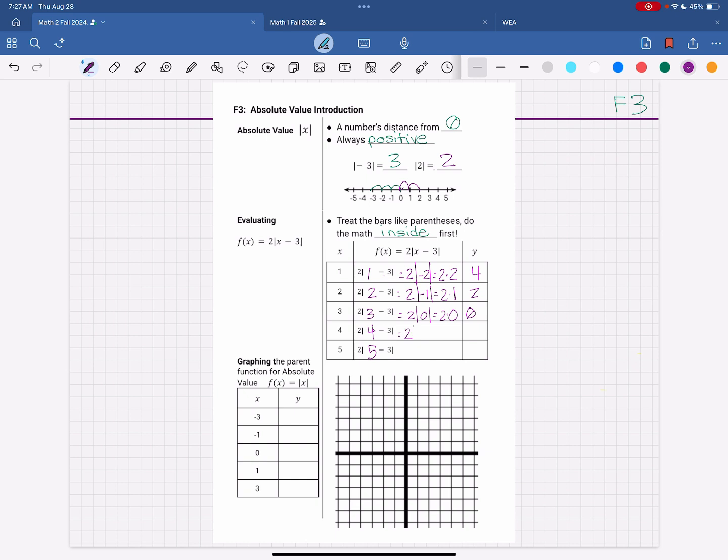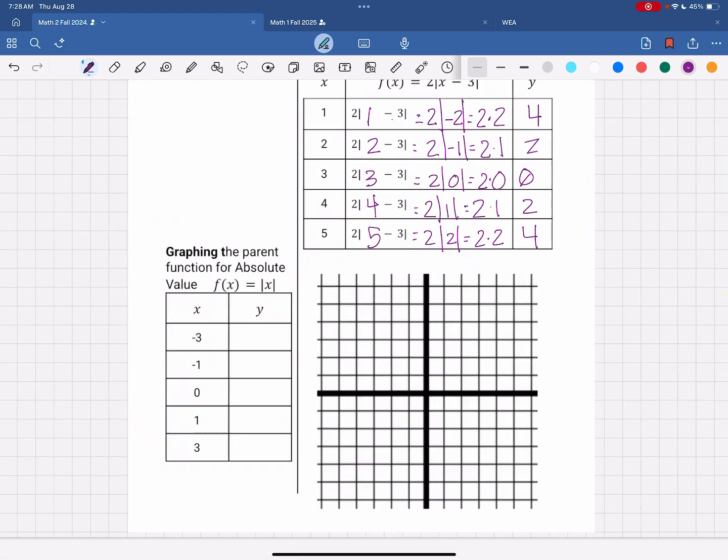2 times the absolute value of 4 minus 3, which is 1, and the absolute value of 1 is 1. And 2 times the absolute value of 5 minus 3, which is 2. And 2 times 2 is 4. You're going to see a pattern here if you are getting to pick points around the vertex.